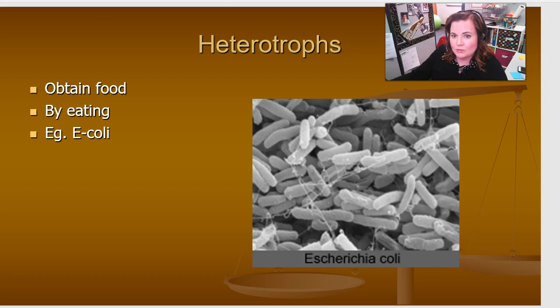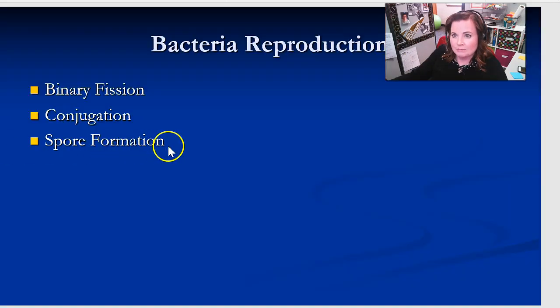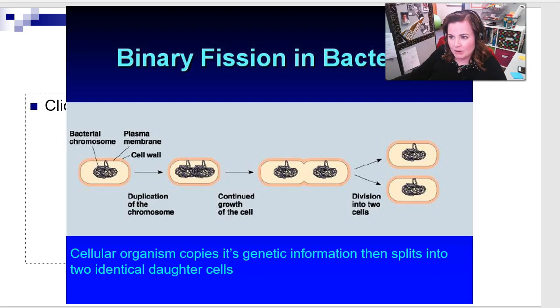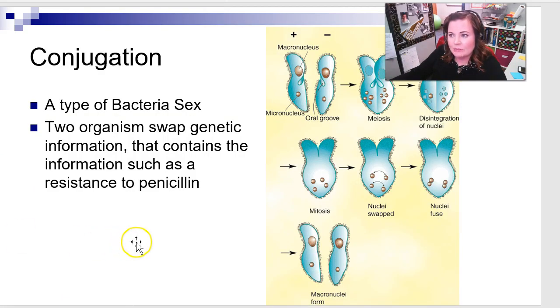Bacteria reproduce primarily through asexual reproduction, but conjugation is kind of a form of sexual reproduction for bacteria. Fission, they're just splitting apart. You copy the DNA and it just splits apart and makes a complete clone of itself, right? Conjugation is where two bacteria actually come together and swap some genetic information. So it's kind of like sexual reproduction for bacteria, and it's how bacteria maintain genetic diversity.